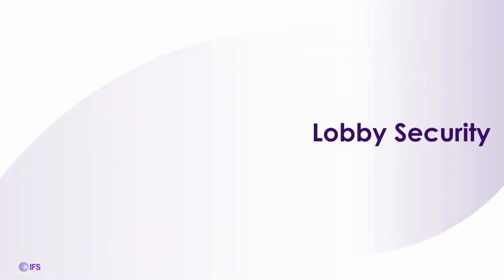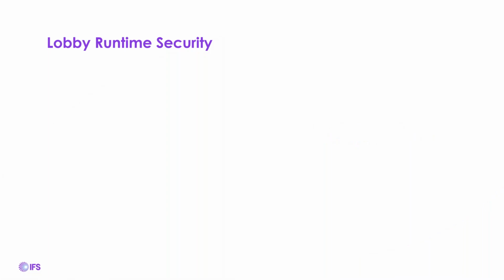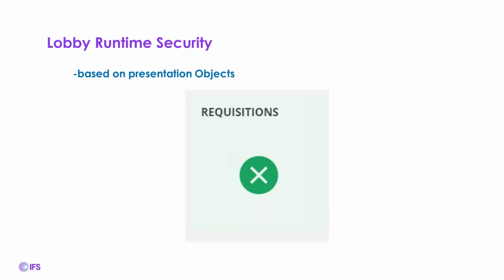When it comes to security, we have already covered the lobby designer security and the special system privilege called lobby data source designer. So here I will touch on runtime security. It is mainly based on presentation objects. A lobby overview shows only the granted pages for the user. When a user opens a lobby page and the relevant data source is not granted for a particular element, a cross sign is displayed on the element of the lobby page.